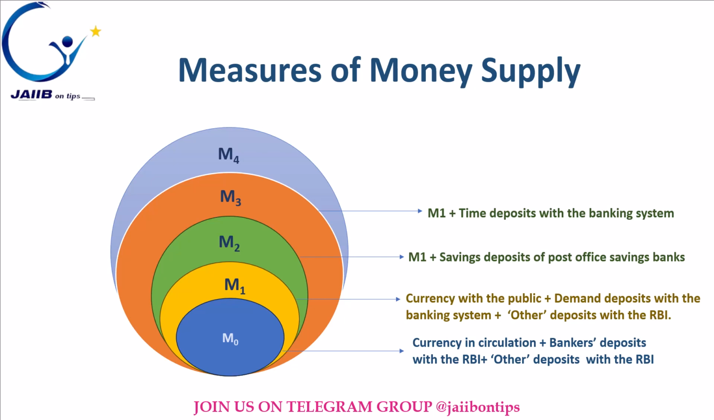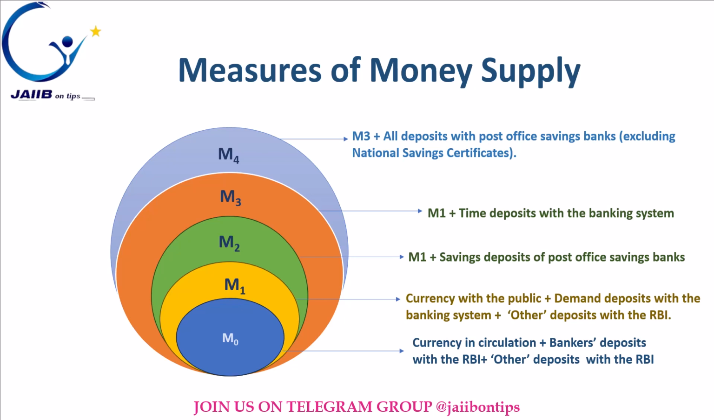Right. Last one is M4. M4 includes everything in M3 and it also counts all the money you have saved in post office savings accounts except National Savings Certificate. So M4 is like a grand total of all the money you have in all the saving accounts including post office funds.